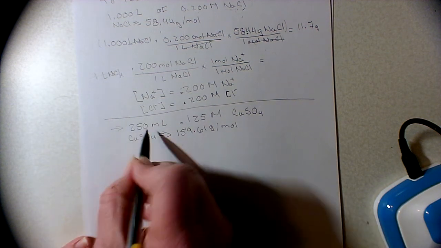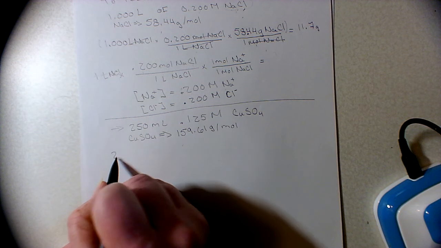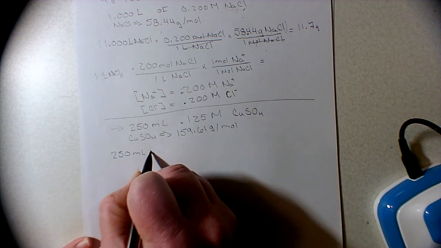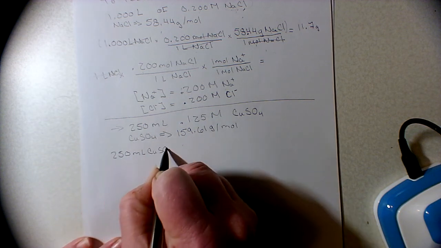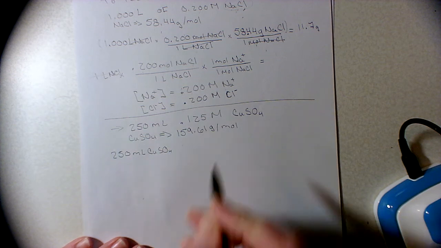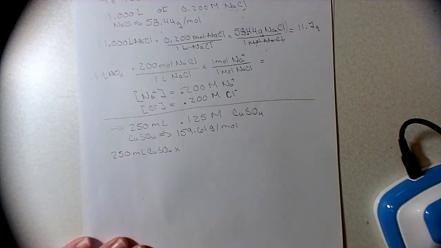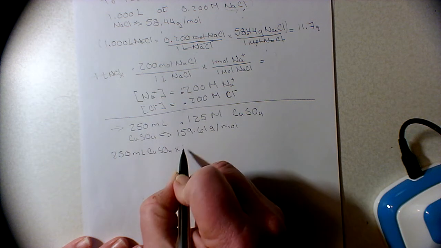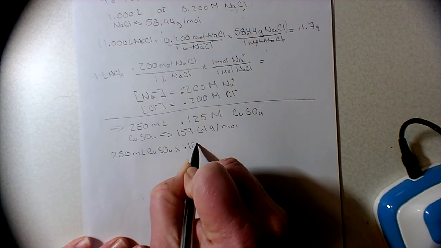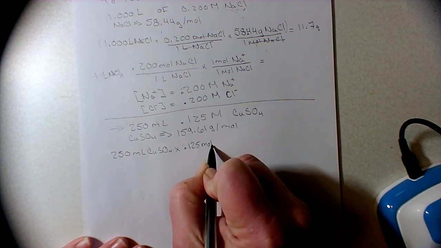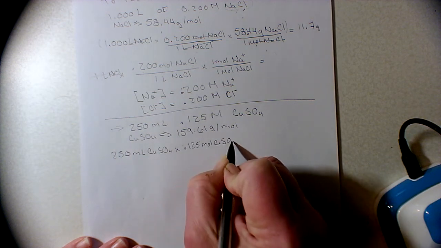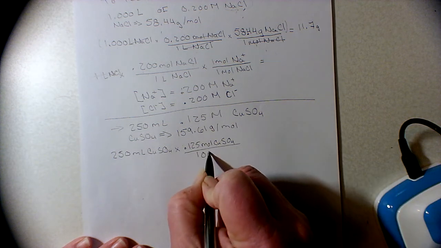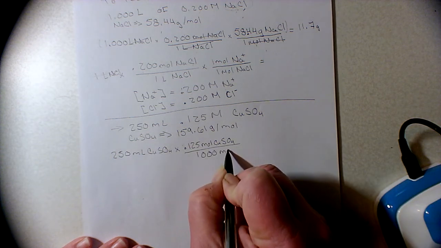All right, so we're going to start with the same thing. I'm going to use 250 milliliters of my CuSO4. I am going to take 250 milliliters of this, 0.125 moles of CuSO4 per 1,000 milliliters of CuSO4.